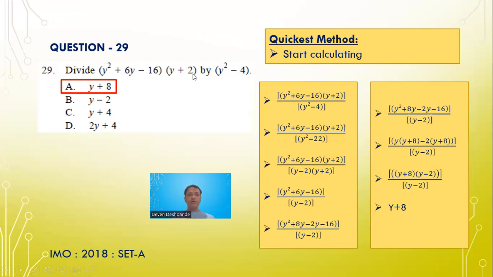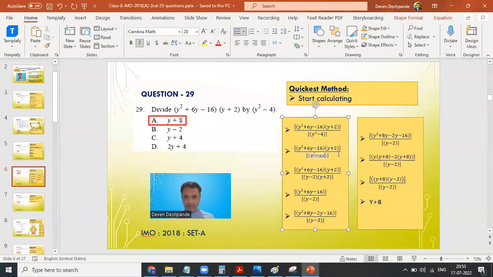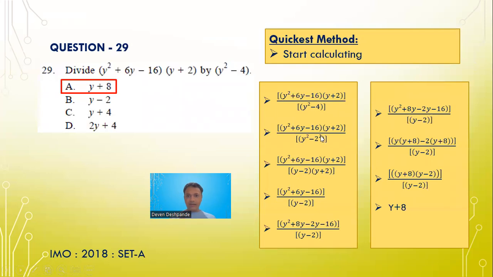So you have to divide this whole equation by y square minus 4, isn't it? So y square plus 6y minus 16 into y plus 2 divided by y square minus 4. And here you have to remember that 4 is written as 2 square. So y square plus 6y minus 16 into y plus 2 divided by y square minus 2 square, because 4 is 2 square.